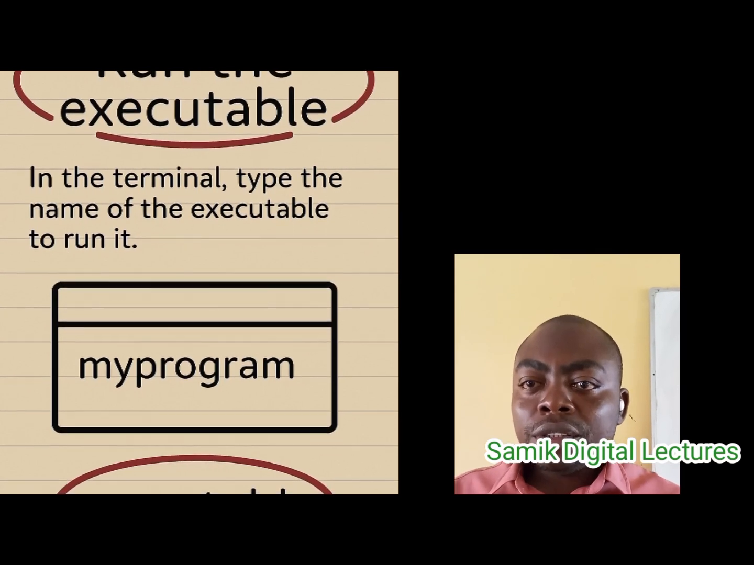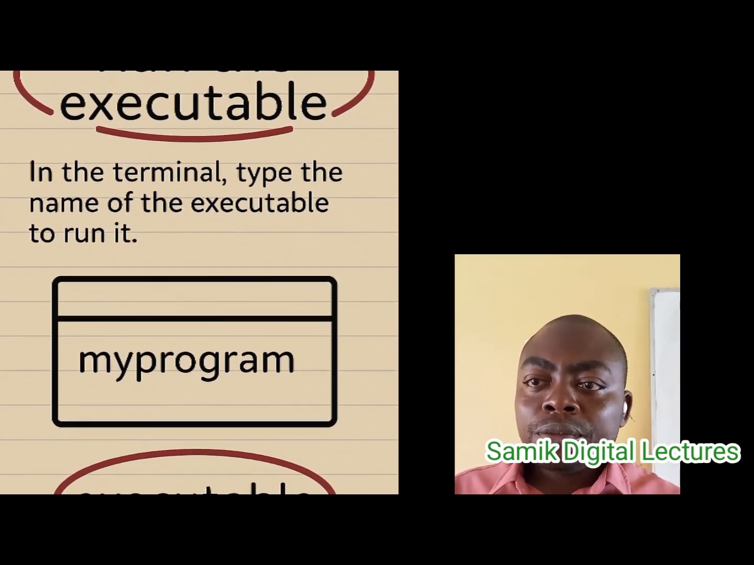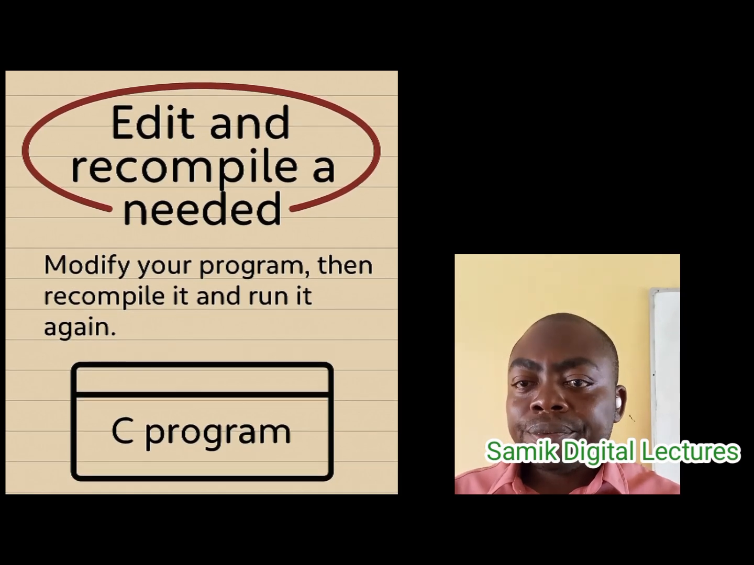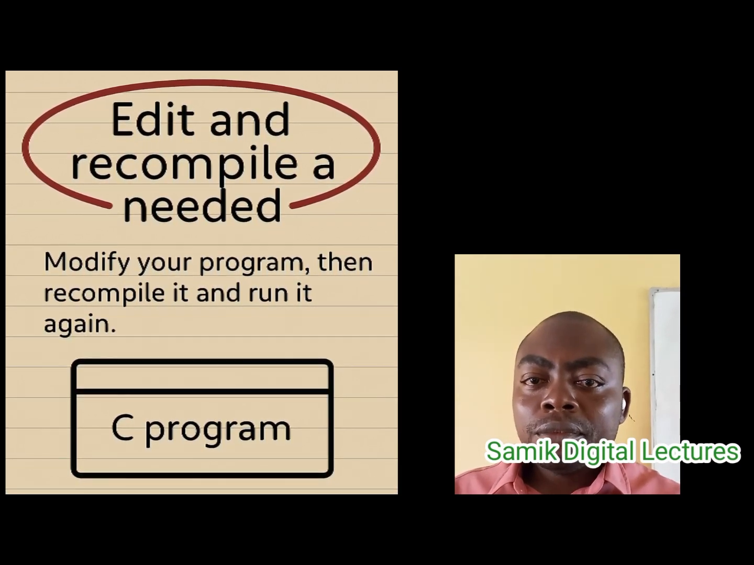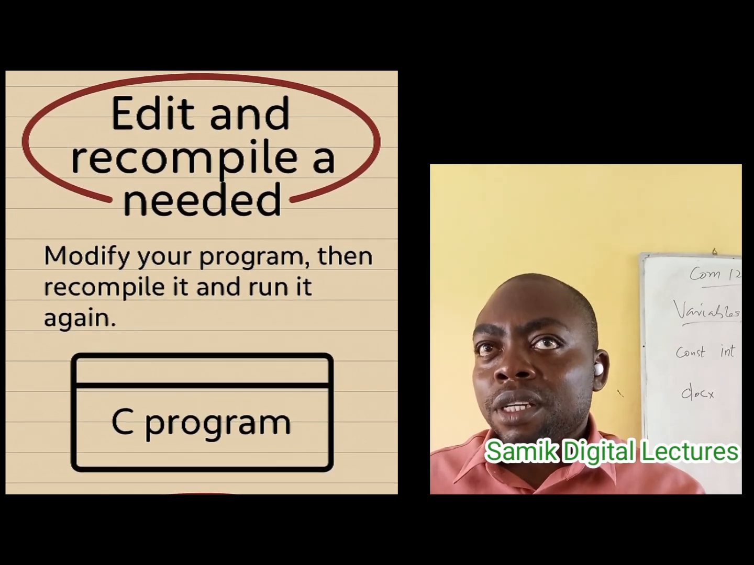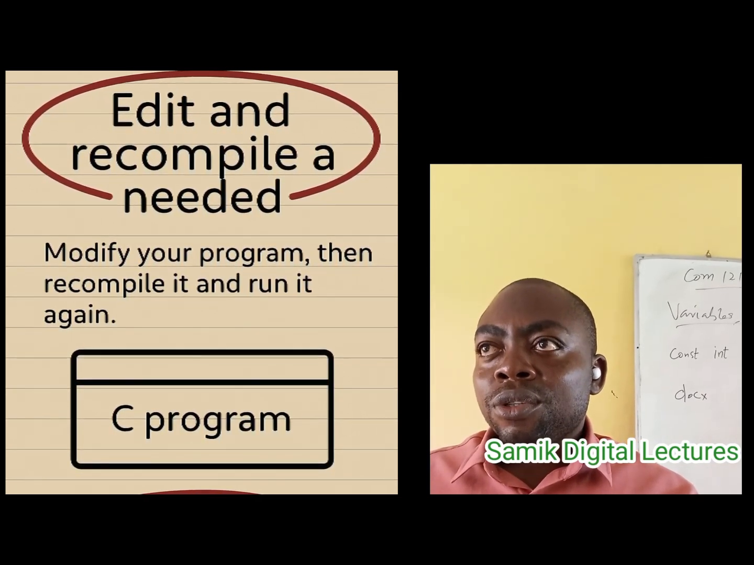Now if you are using Code::Blocks, just press F9 to compile and run. You can look for all these text editors and download them to your system.